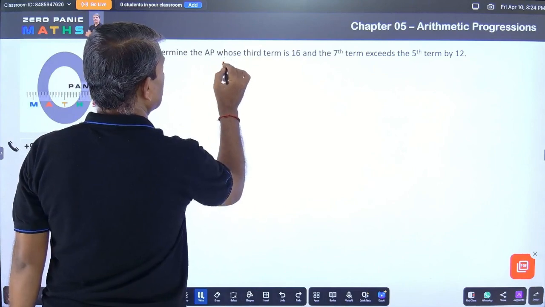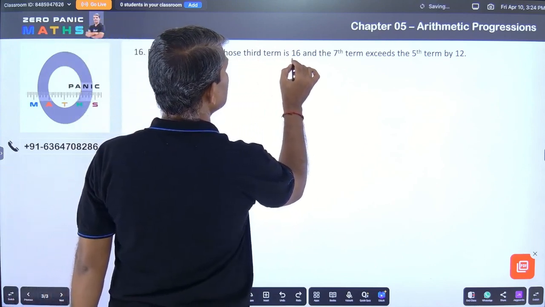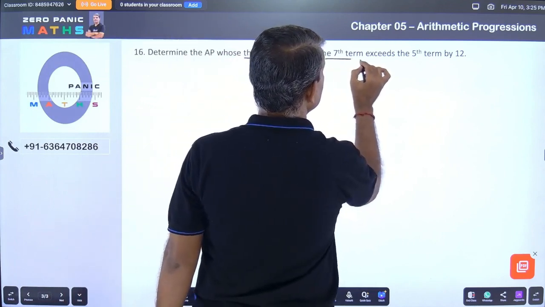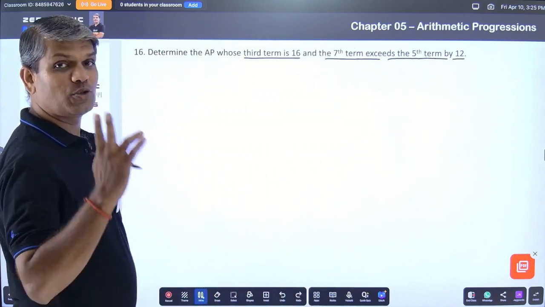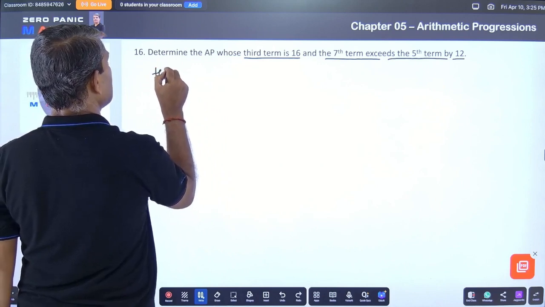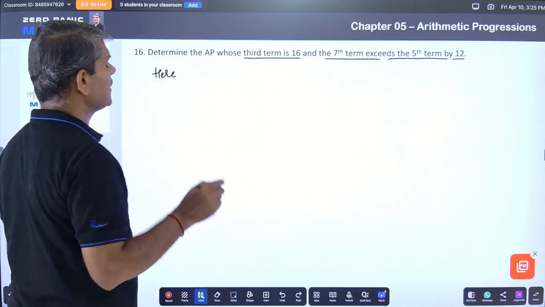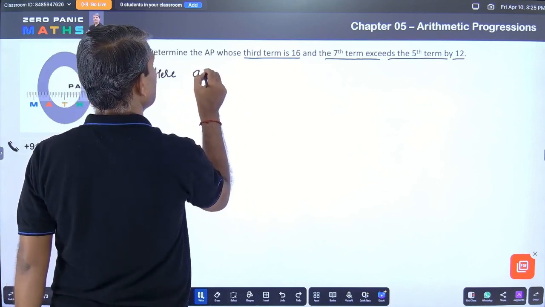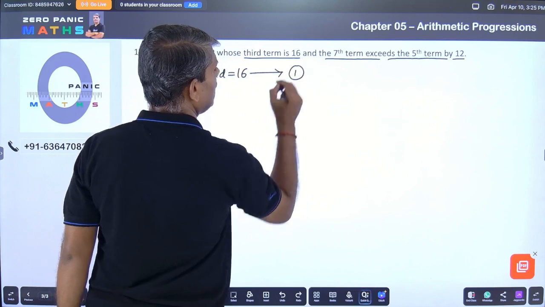Determine the AP. We have to find out the whole arithmetic progression, whose third term is 16, and seventh term exceeds the fifth term by 12. There are two pieces of information given here. First, third term is 16. It means that A3 is 16. What is A3? A3 is A plus 2D, which is equal to 16. So that is our equation 1.